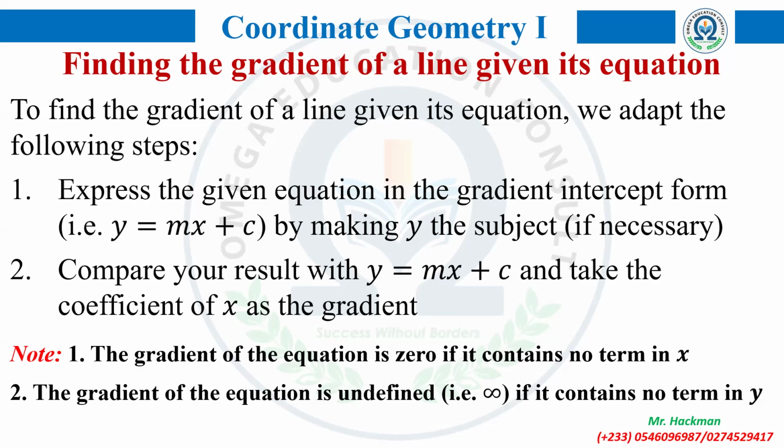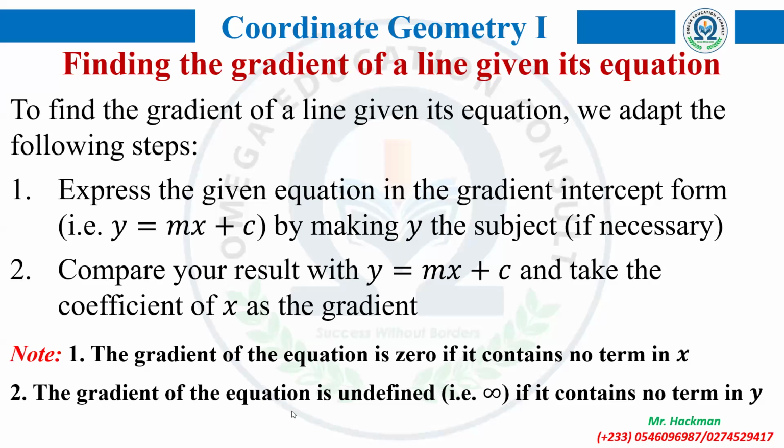Because you know the gradient will be the coefficient of x. There is no x term, and once there is no x term, it means its coefficient is 0. It's 0x. That's why we didn't write it. Is my point well made? Yes, please.